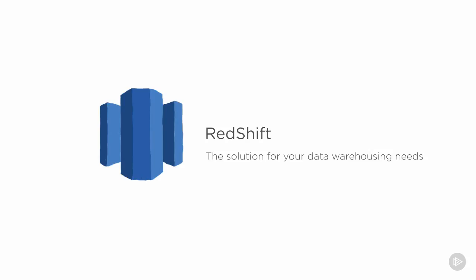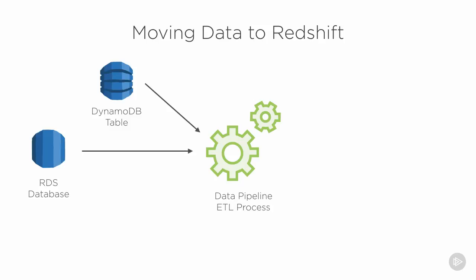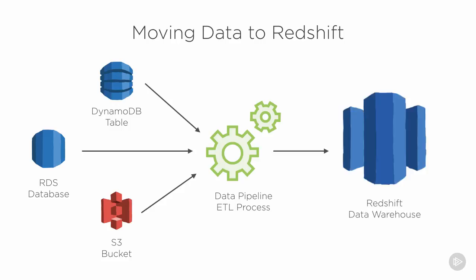Redshift is Amazon's data warehousing solution that simplifies the configuration and infrastructure required to run a highly performant and cost-effective data warehouse for users to query using familiar BI tools. Using built-in ETL services like Data Pipeline, you can take data from RDS databases, DynamoDB tables, and even S3 buckets and move them into Redshift to easily analyze and process the data.